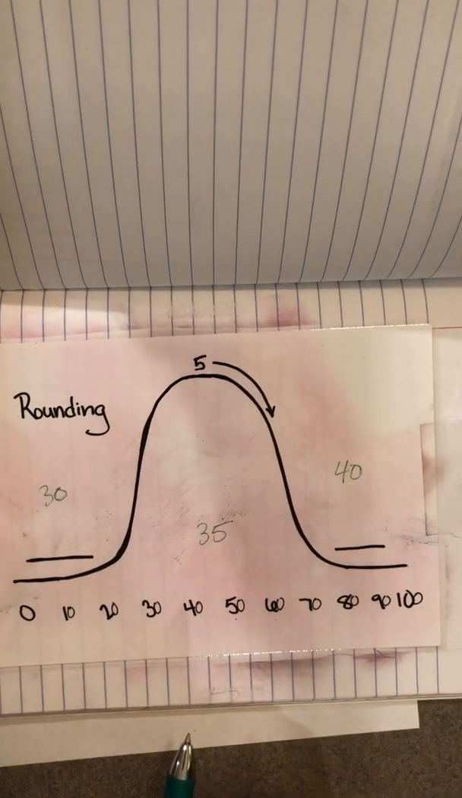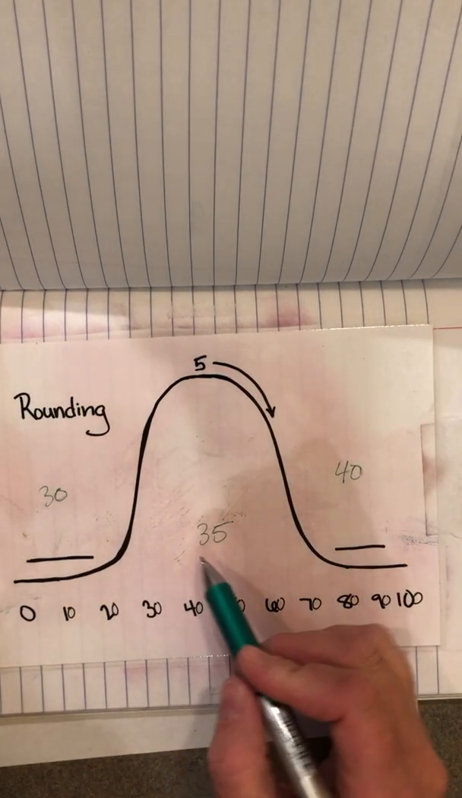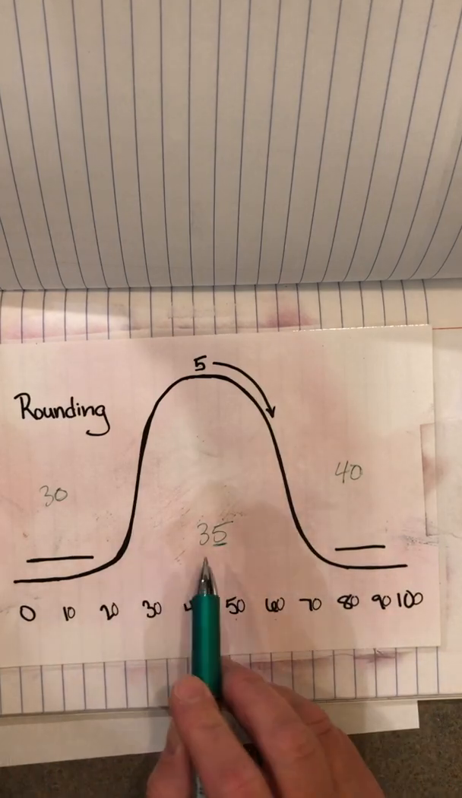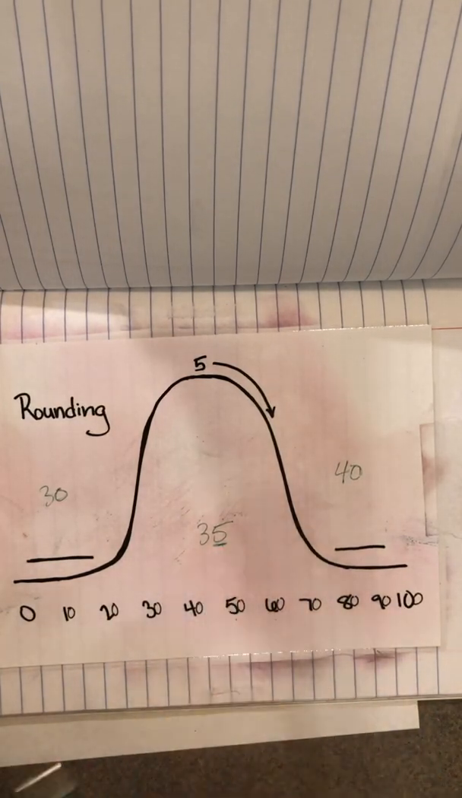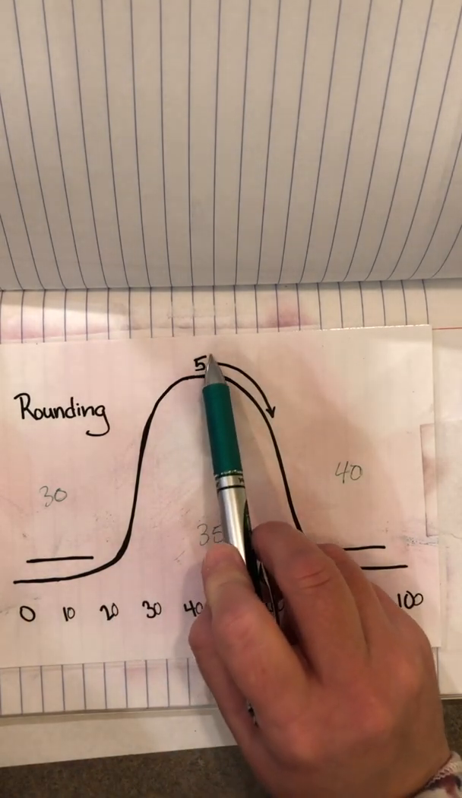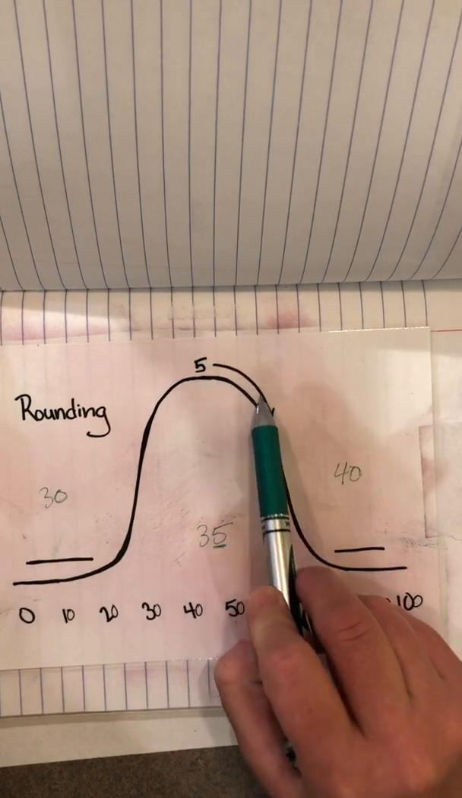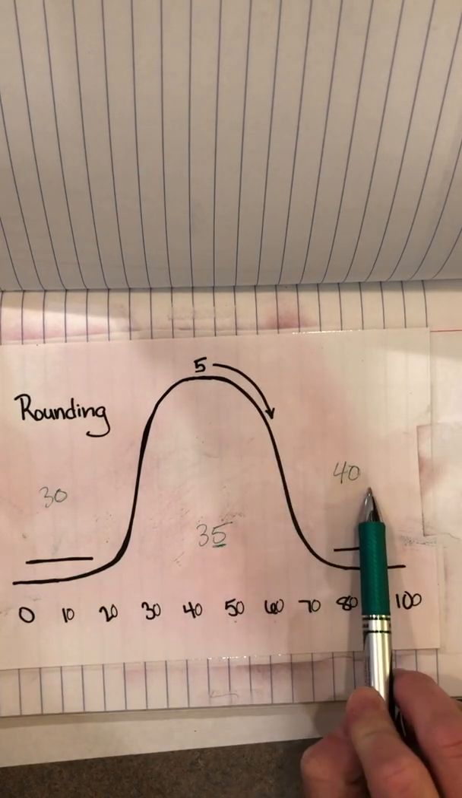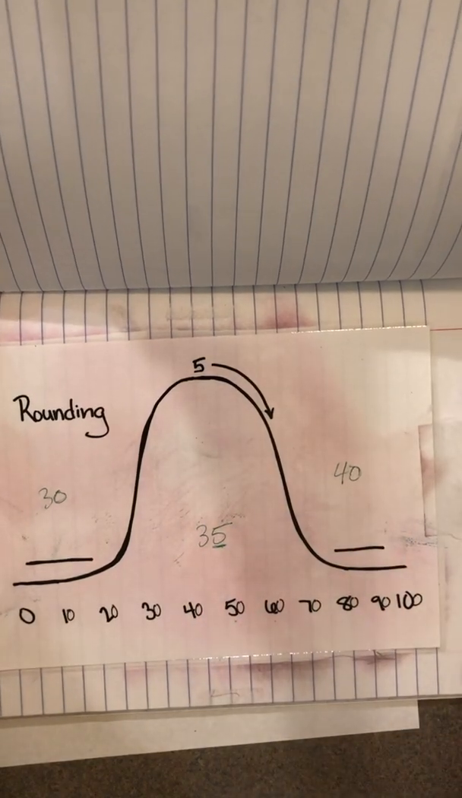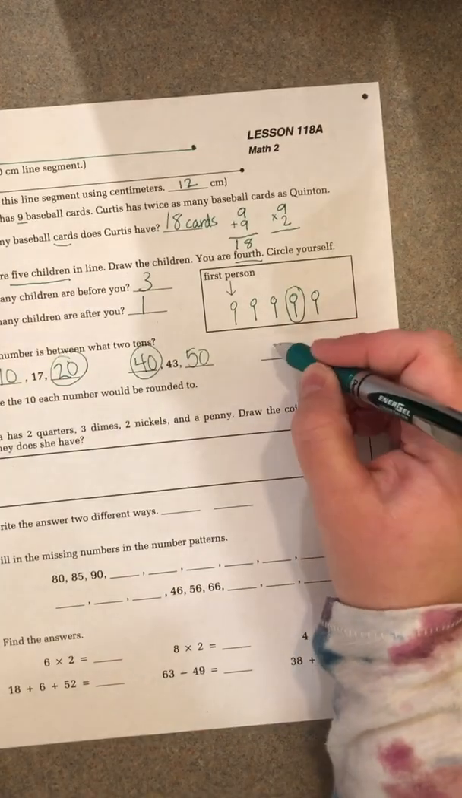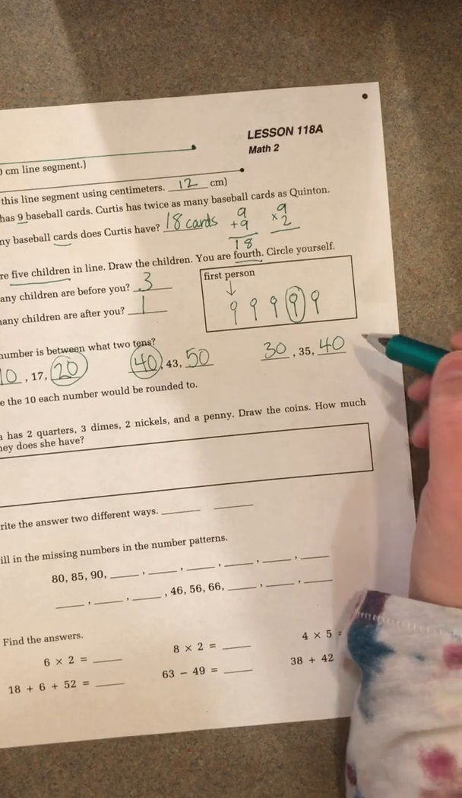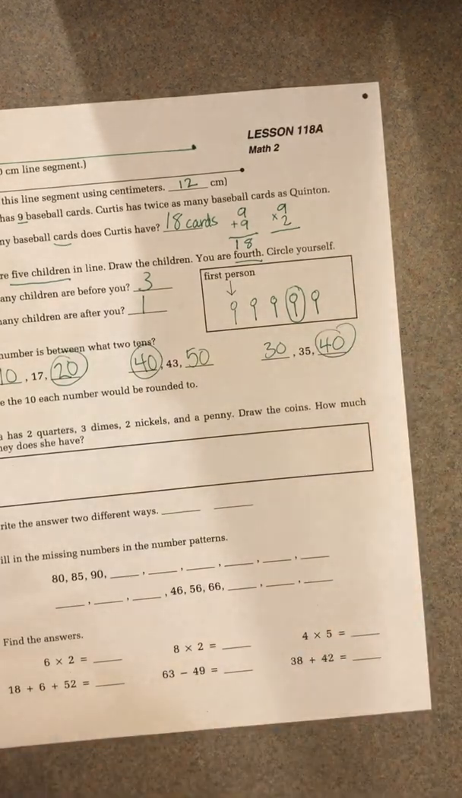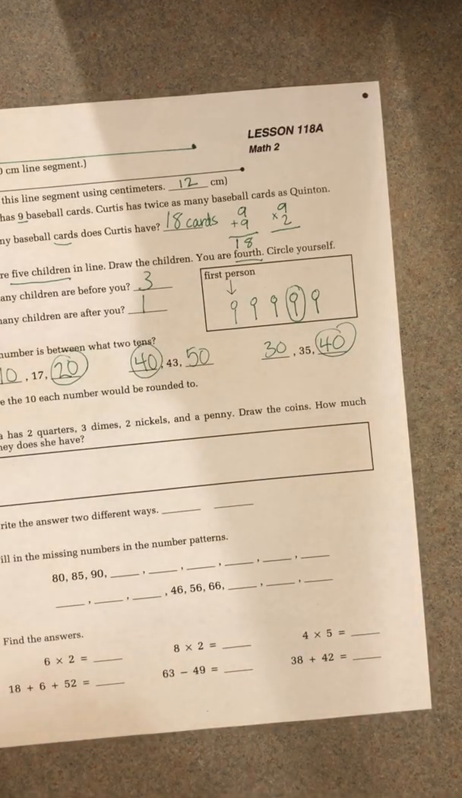Okay, so we have to decide 30 or 40. Well, we look at the 5, because it's 1 to the right of the tens place. 5 tells us to do what? If it gets to be 5 or more, we get to go down the hill to the 40, right? So 35 was between 30 and 40, and we get to go down the hill to the 40.